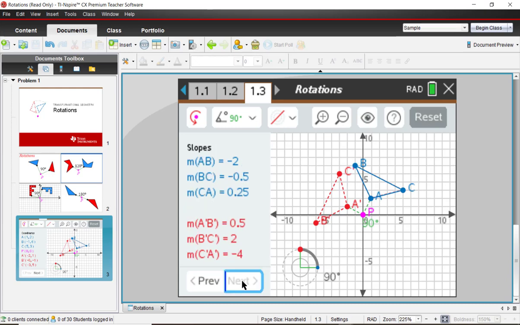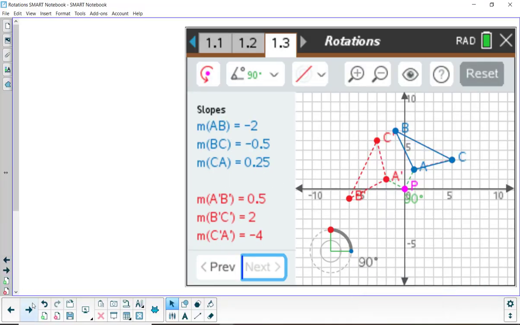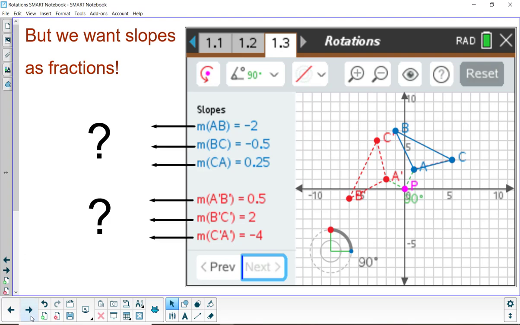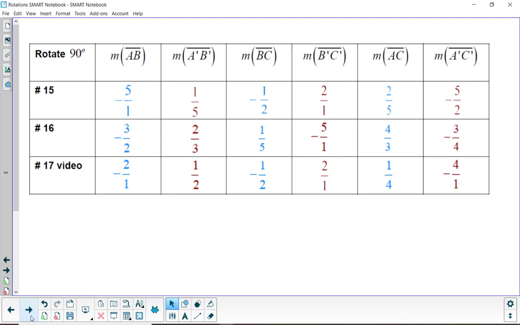And so we're going to go ahead and go to the next screen and see the slopes. Notice they are written as decimals. What we'd like you to do is write those as fractions in simplest form in the row 17 video row of the table. So press pause so that you have time to copy those down and simplify them. And remember, we want the slopes as fractions. So you're going to have to make sure you rewrite those as fractions.